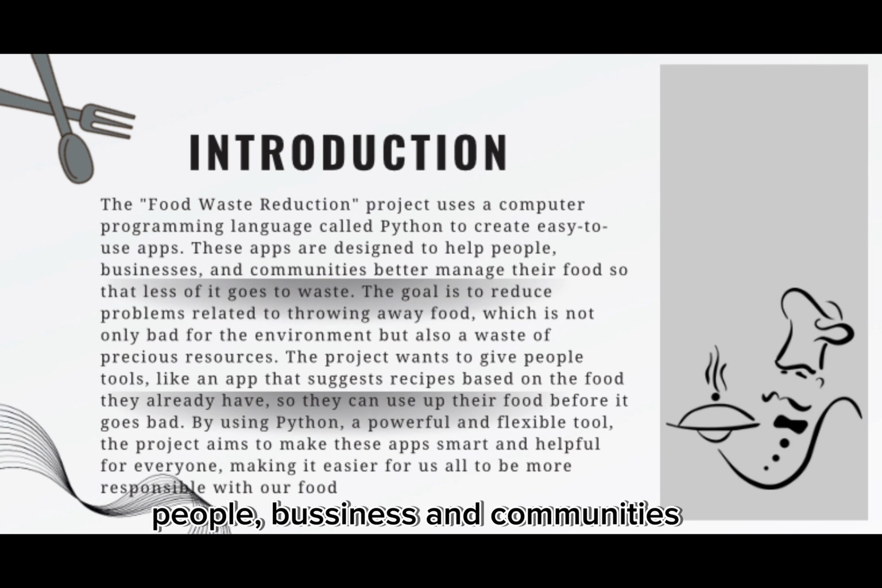For the introduction, our project used a computer programming language called Python to create an easy-to-use app. These apps are designed to help people, businesses and communities better manage their food so that less of it goes to waste. The goal is to reduce problems related to throwing away food, which is not only bad for the environment, but also a waste of precious resources. The project wants to give people tools like an app that suggests recipes based on the food they already have, so they can use their food before it goes bad. The project aims to make this app smart and helpful for everyone, making it easier for us all to be more responsible with our food.